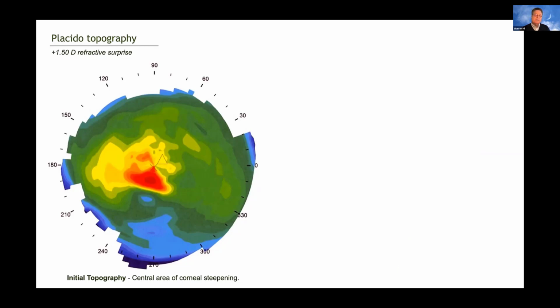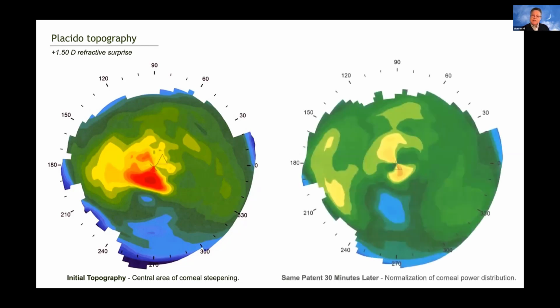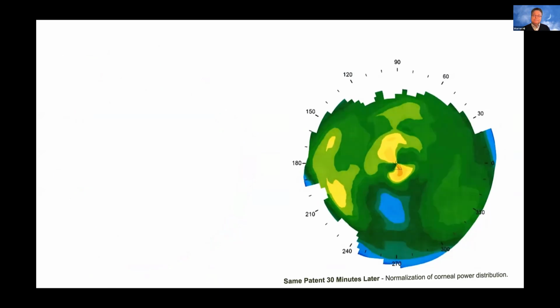You see this little hotspot right here. This is after having her just close her eyes for about half an hour sitting in the clinic and repeating the axial curvature map. And you can see that we normalize the power distribution across the anterior cornea. So optimizing the ocular surface can be very, very important in terms of preventing refractive surprises.